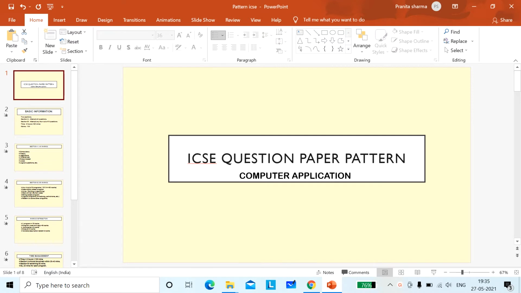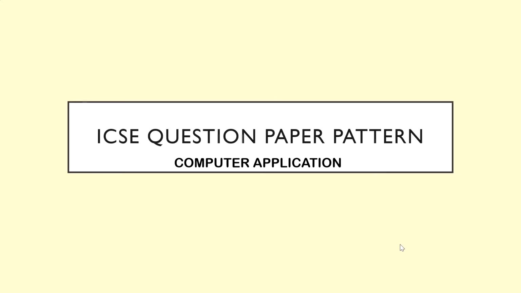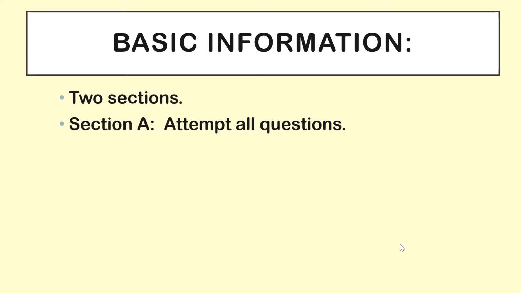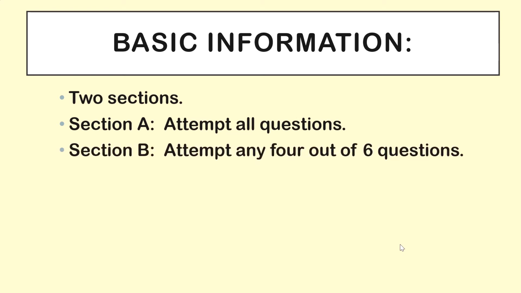In this video we are going to talk about the ICSE question paper pattern. So let's get started. The question paper pattern is for computer applications. The basic information regarding the question paper is that it has two sections. Section A, where you have to attempt all the questions, and Section B, where you have to attempt any 4 questions out of 6 questions.